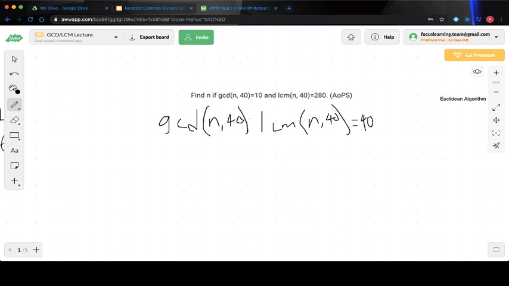But recall that we're given the GCD of n and 40 and the LCM of n and 40. We're given that the GCD of n and 40 is 10 and the LCM of n and 40 is 280. Remember that 10 times 280 is 40n. So now we have this equation, so we can solve for n. If you simplify the left side and divide by 40, you'll find that n is equal to 70, which is our final answer.